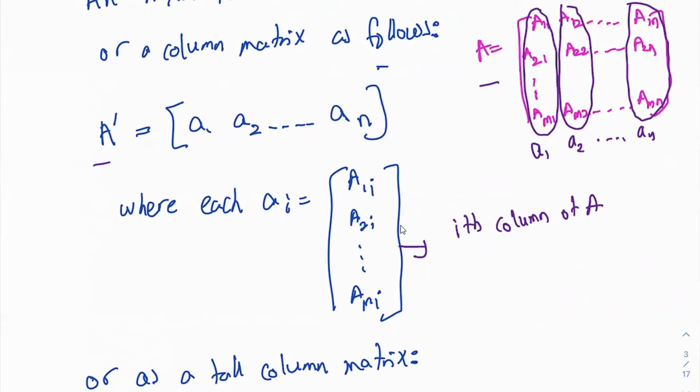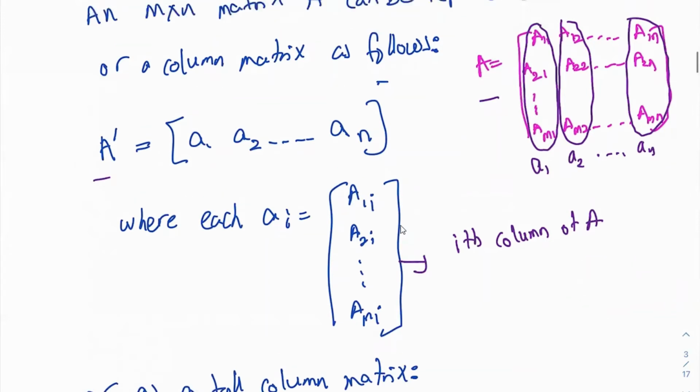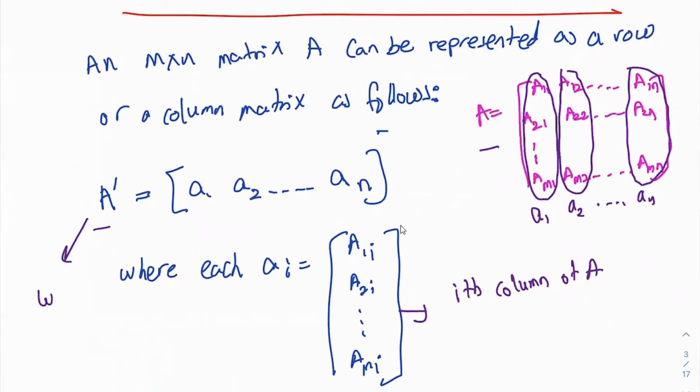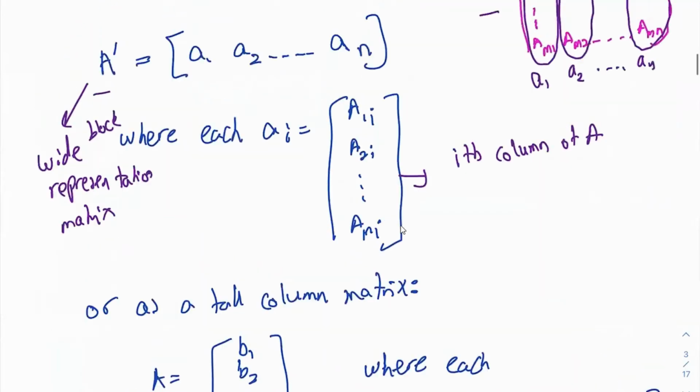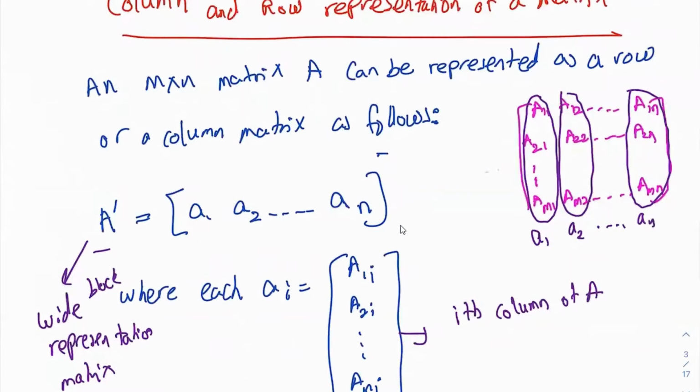Or if you don't want that, this A prime is a wide block representation of the matrix, perhaps that would be better. Or as a tall column matrix, you can also do the same thing, or a tall column vector, or block column vector, whichever you want to call that. What is important is to go back to this definition.